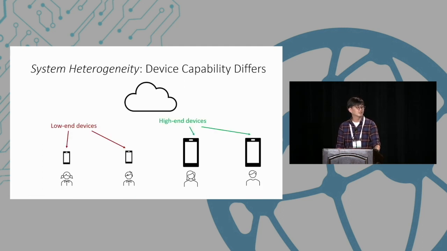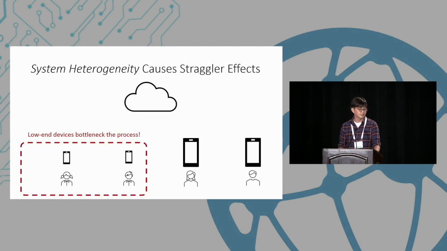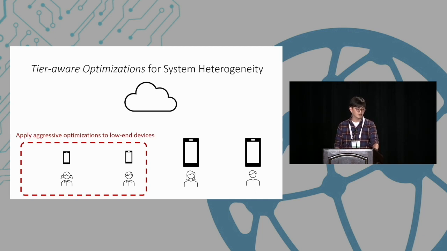There's also something called system heterogeneity, which refers to the fact that some clients may have low-end devices with limited computation and communication capabilities, while some other clients have higher-end devices which have more computation or communication capability. This imbalance in system capability causes low-end devices to become the bottleneck of the entire training process. So some prior works proposed tier-aware optimizations that essentially apply more aggressive optimizations to lower-end devices to balance the overall computation or communication time between different tier devices.